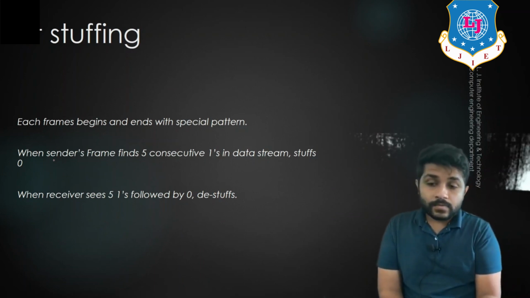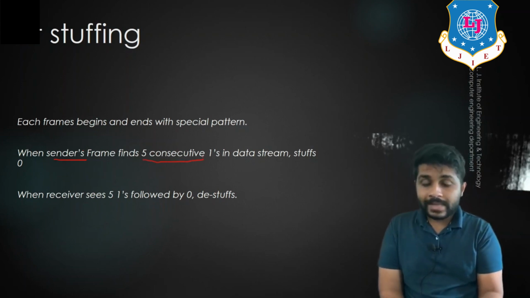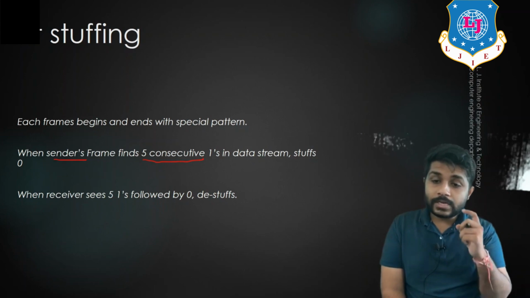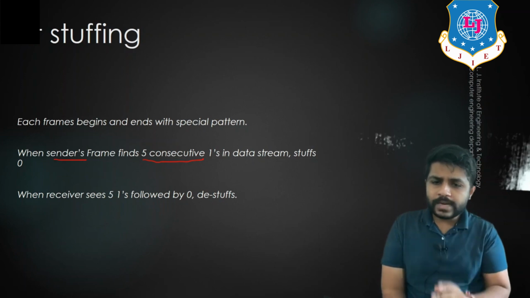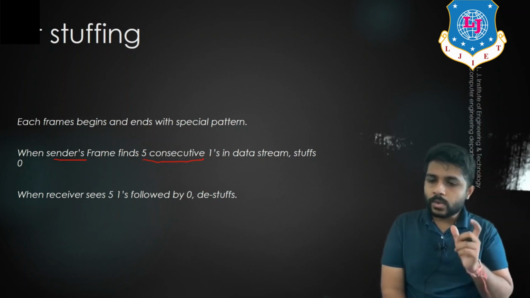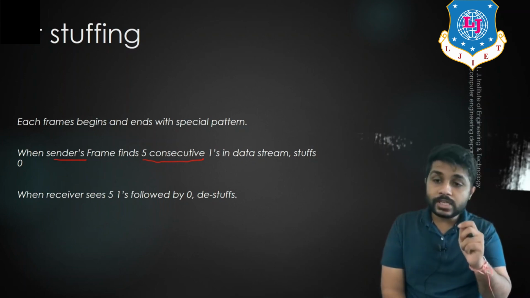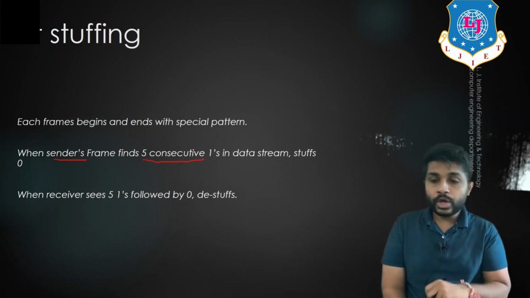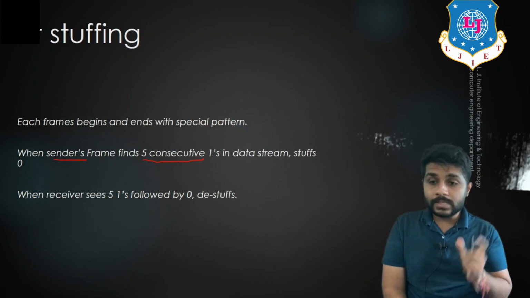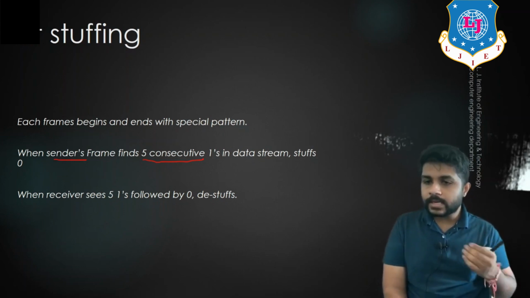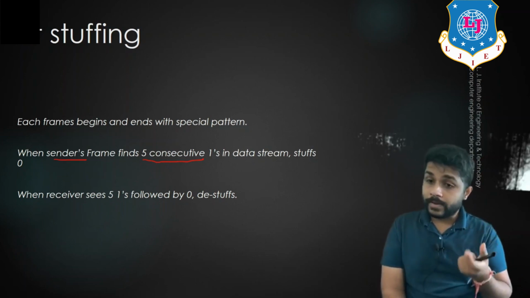When the sender finds that there are 5 consecutive ones in the frame, the sender will add an extra 0 just after the 5 consecutive ones. So the function of the sender is fixed. What is the function of the sender? When the sender finds 5 consecutive ones in the frame, it will stuff an extra 0 after the 5 consecutive 1s. Okay? What will the receiver do when it finds 5 consecutive ones in the frame? When the receiver finds 5 consecutive ones, the receiver will remove the 0 from the frame.